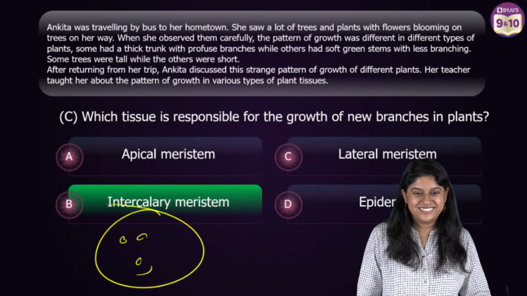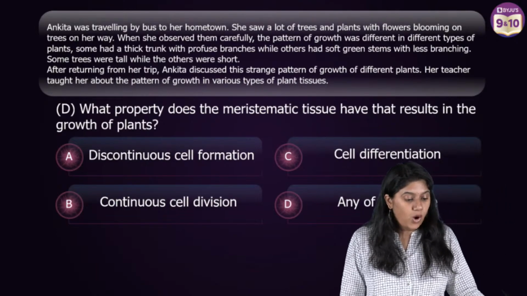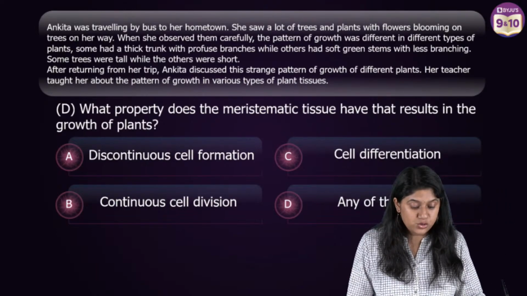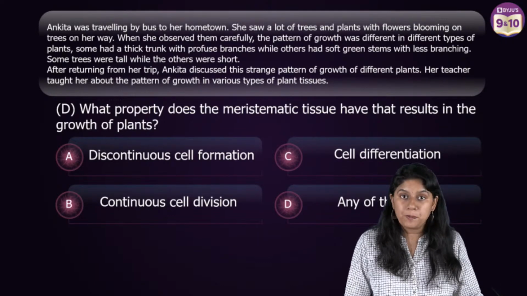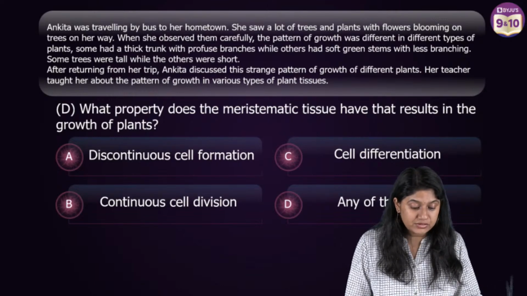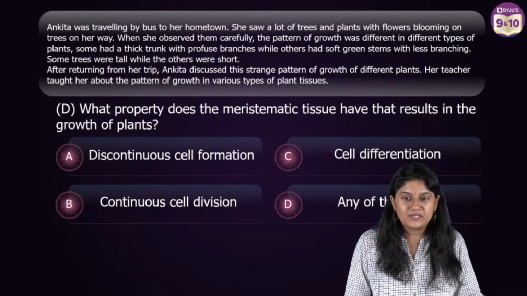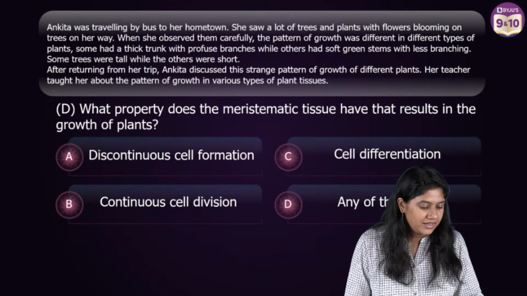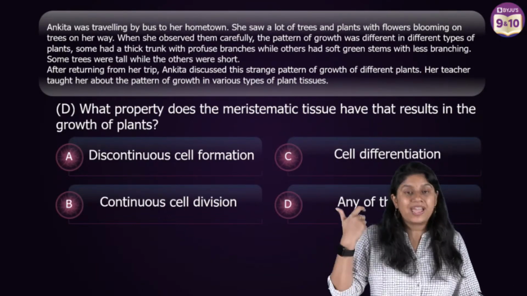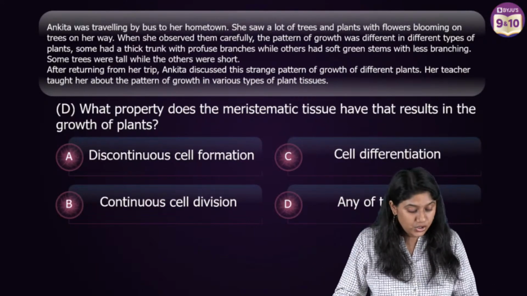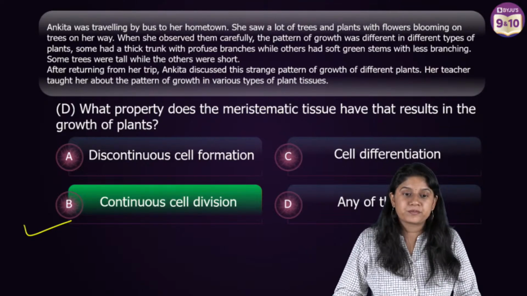Very good. Okay. Last question, everyone, for this particular part. What property does the meristematic tissue have that results in the growth of the plants? I was about to give the answer, but I've stopped myself. Discontinuation, cell formation, cell differentiation, continuous cell division, or any of the above. Very good. The correct answer over here is continuous cell division.